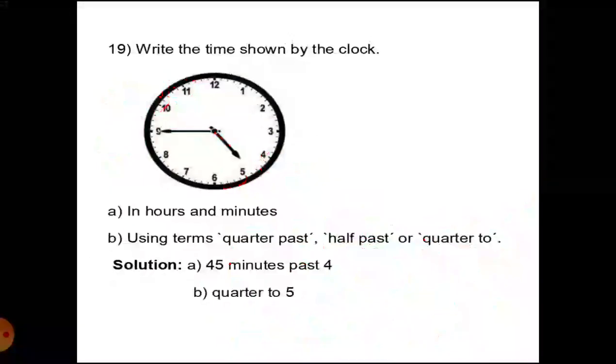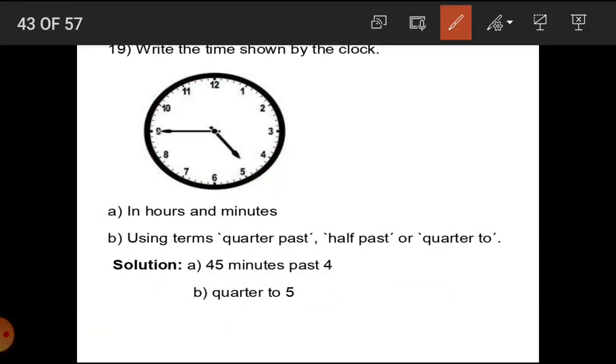So here we have the answer for this question, that is it is 45 minutes past 4, and for the B question the answer is quarter to 5. Hope it is understood. Any doubt? Okay, coming to next.